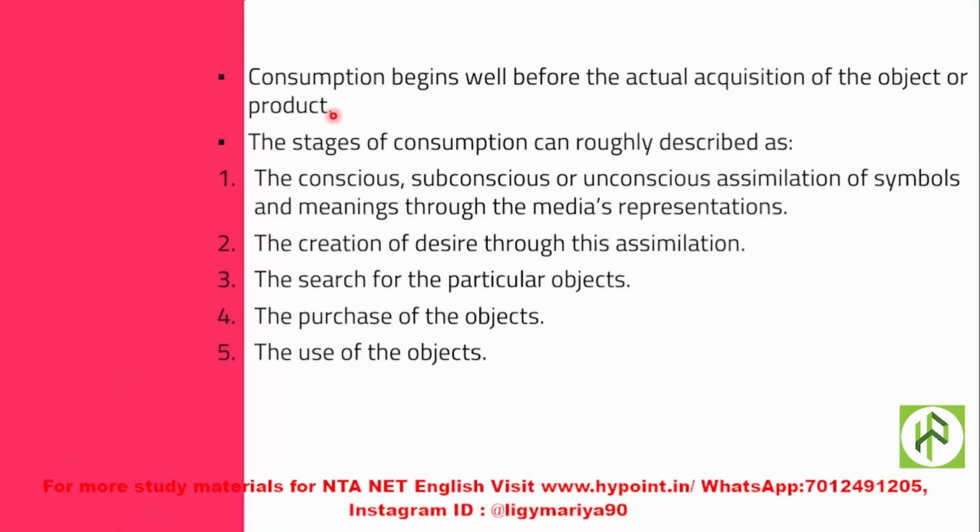Now, consumption begins well before the actual acquisition of the object or product. Consumption is not only about consuming the object, consuming the product, and using and utilizing the product that we have already discussed. Consumption as a process will begin way before the actual acquisition of the object or the product. The stages of consumption can roughly be described as, so there are roughly 5 stages of consumption.